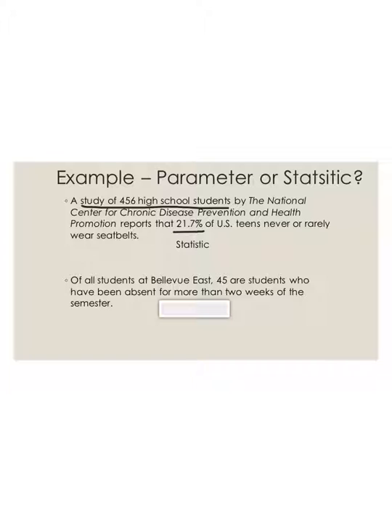Let's look at the second example. Of all students at Bellevue East, 45 are students who have been absent more than 2 weeks of the semester. Couple key things. We have all students at East, and we have 45 who have been absent for more than 2 weeks. Now, because that 45 comes from all students at East, you're going to say this is a parameter.